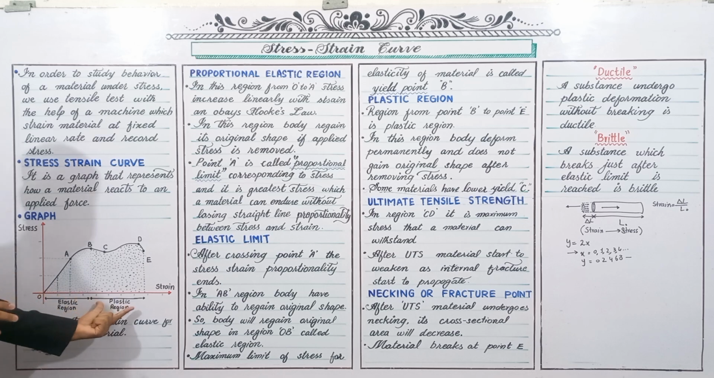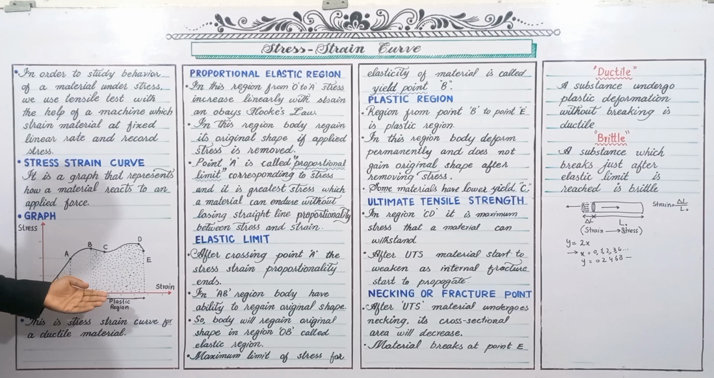So this region is called plastic region because we have studied that there are two types of deformations. Number one, elastic deformation, and number two, plastic deformation. In elastic deformation, the changes in the body are not permanent, they are temporary. When we remove the stress, the body will regain its original shape. In plastic deformation, the body will get permanently deformed and will not come back to its original position.